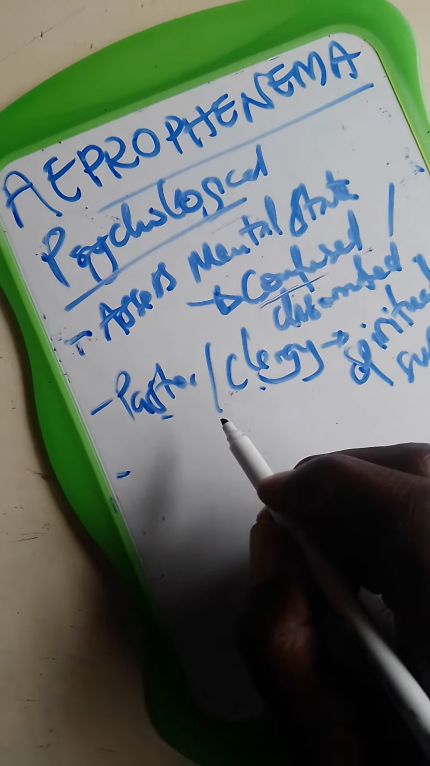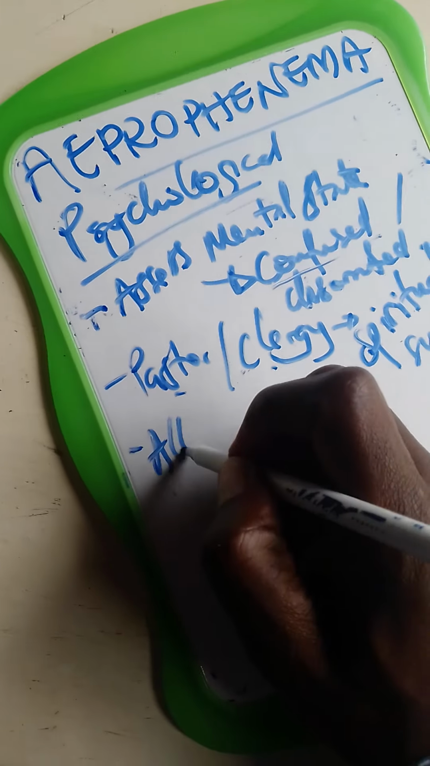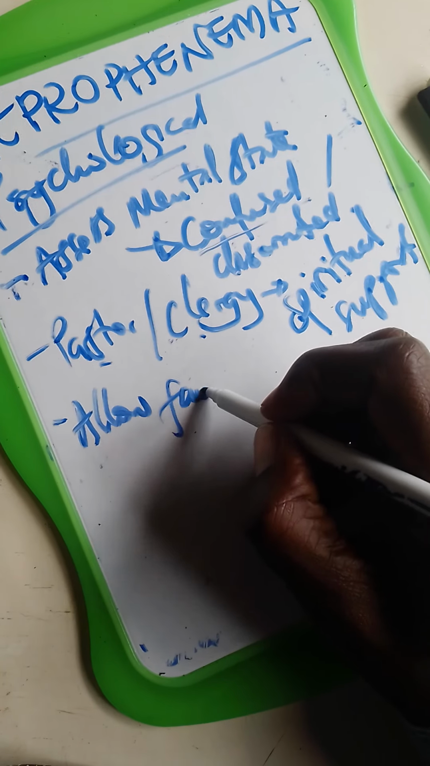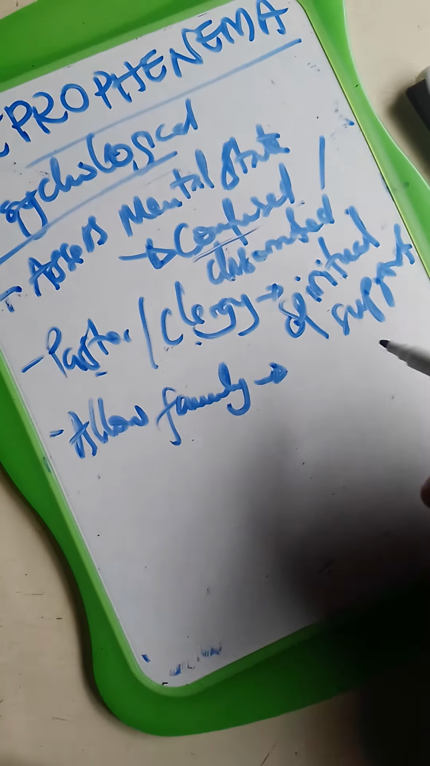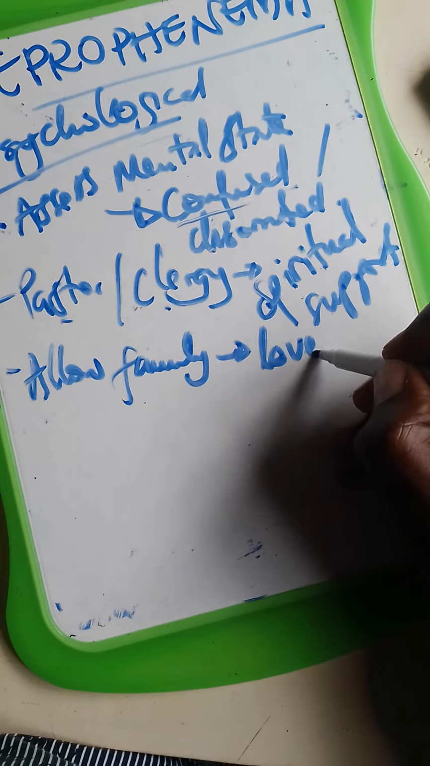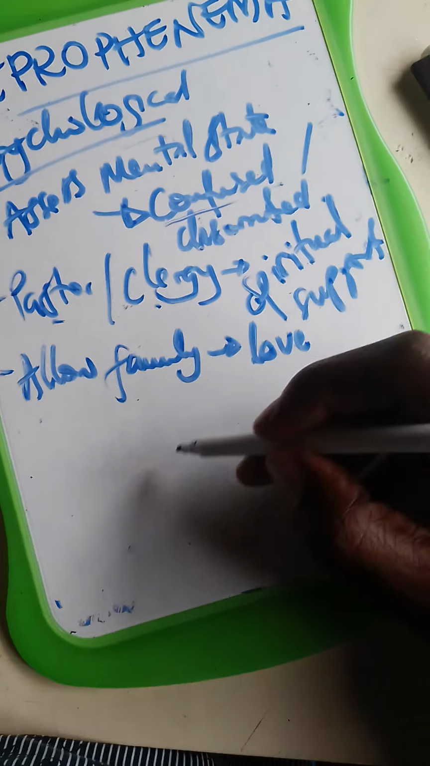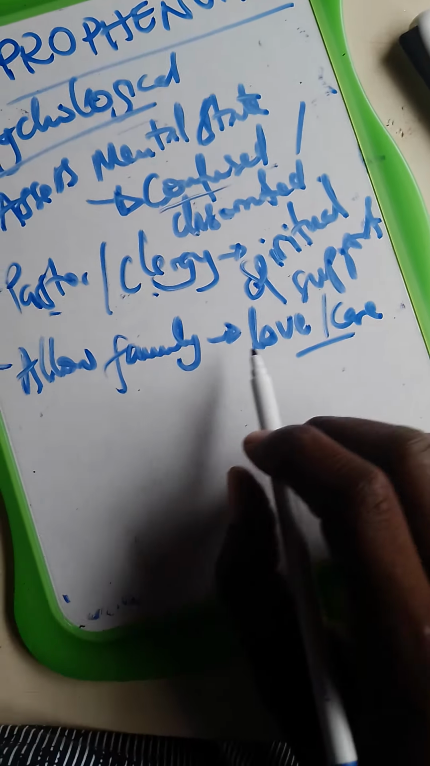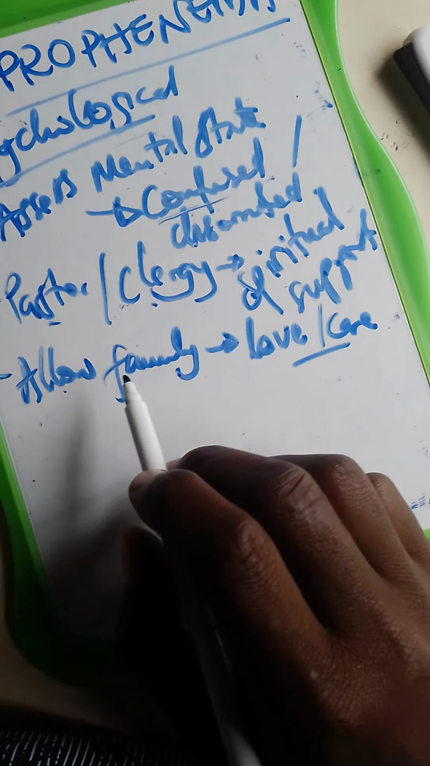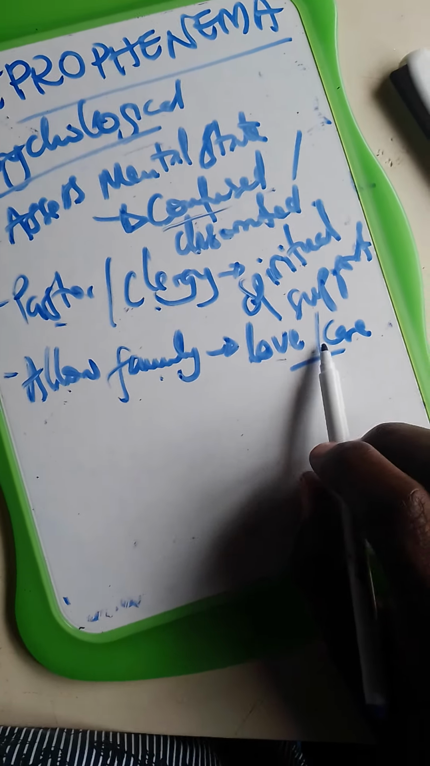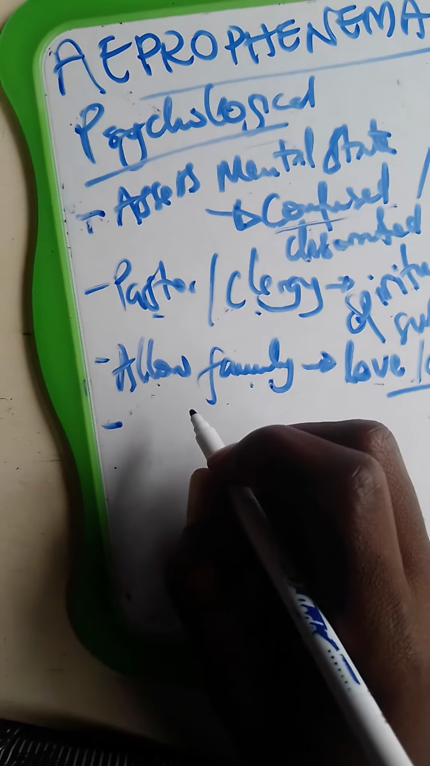Then what about when you allow family members? You say, I will allow family members to be involved in the care for love and care. You're allowing them for continuity of love and care to the patient. The patient should feel loved. That's why you're involving the family, because the patient has to feel loved and care must continue from the family.